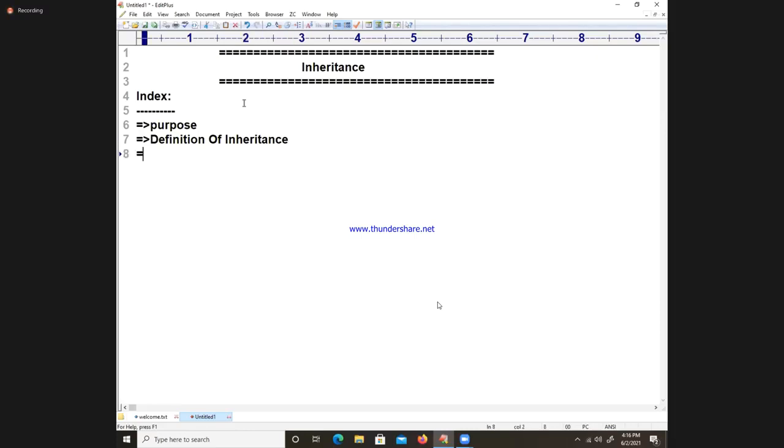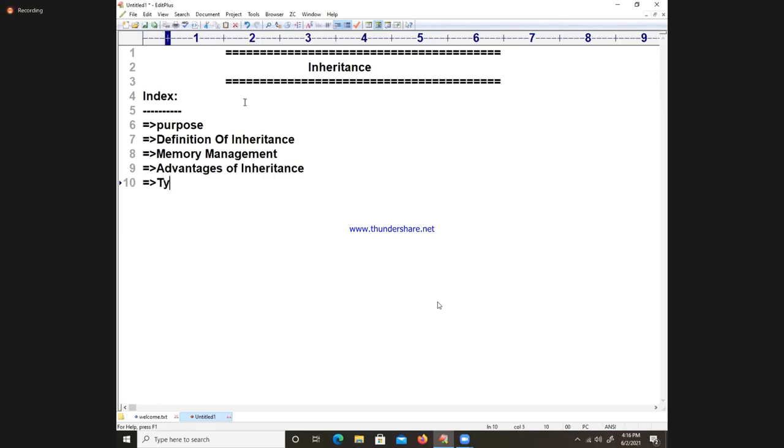Next, we are going to understand the memory management followed in inheritance. Next, the advantages of inheritance, which is very simple for you. Next, we are entering into types of inheritance, and there are many types. Under that, we are talking about single inheritance.